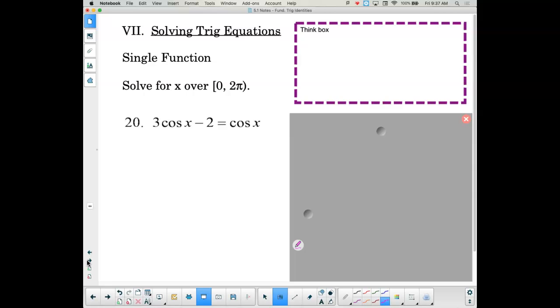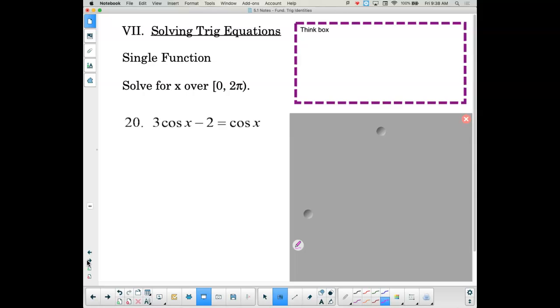So now, let's take a little step back. Let's think a little bit, okay? Because you see 3 cosine of x minus 2 equals cosine, and all you want to do is just throw in the towel. Send an email. Get me out of this class. Now, I put a think box on there for a reason.